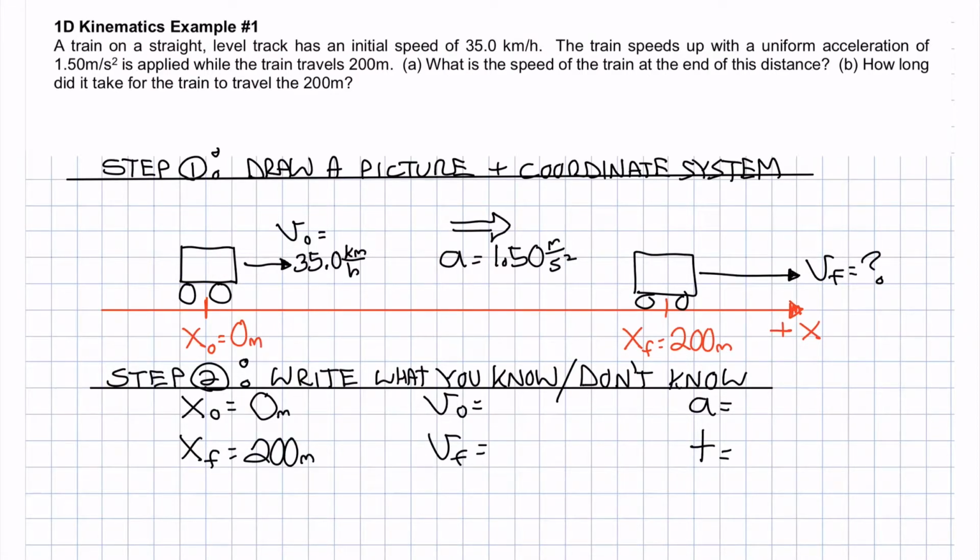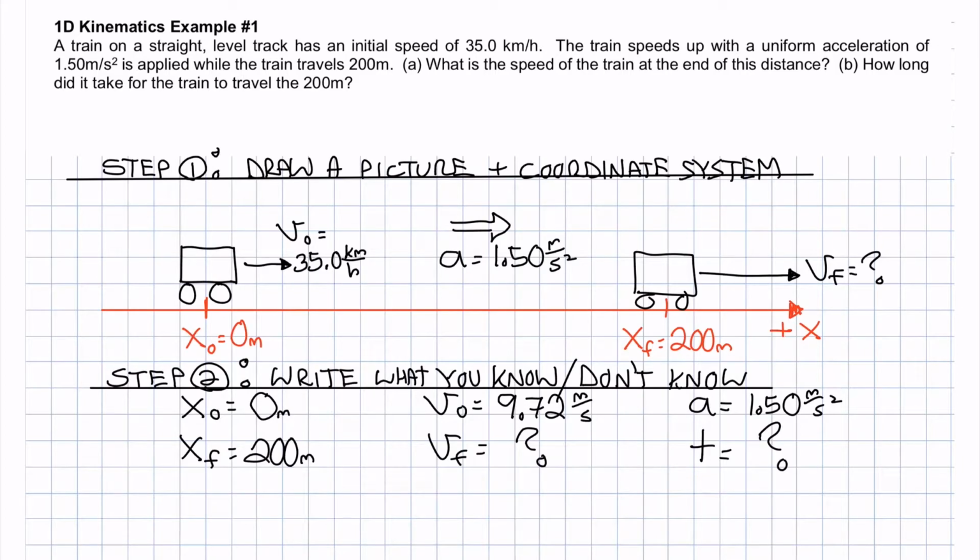Now, you've probably noticed the initial velocity was given in terms of kilometers per hour. That doesn't match up with our units for acceleration or position. We want to convert that kilometers an hour to meters per second. Now you can try that calculation on your own, but you will come up with the answer 9.72 meters per second. Now the final velocity we don't know, but we also know the acceleration is plus 1.50 meters per second squared, and the time of travel is unknown as well.